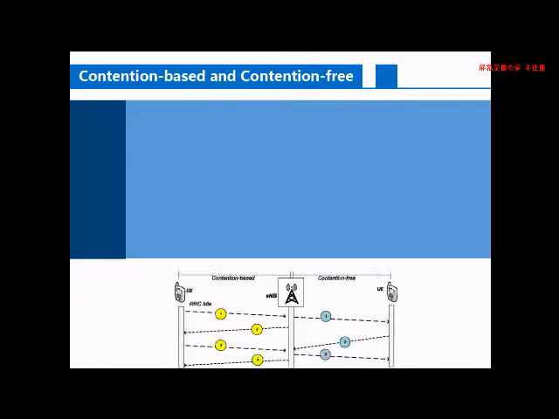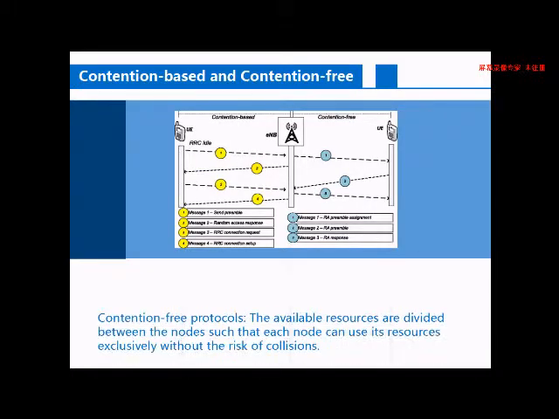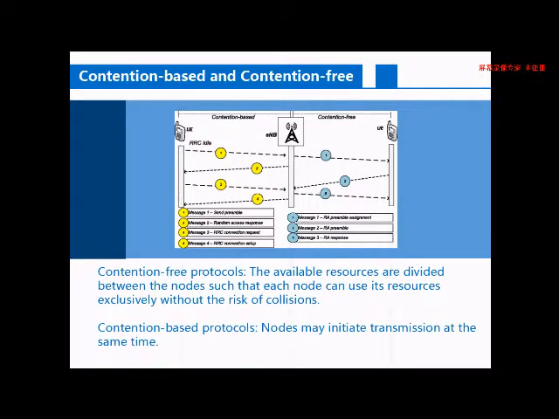Now we compare the two kinds of mechanisms. Contention-free protocols: the available resources are divided between the nodes such that each node can use its resources exclusively, without the risk of collisions. Contention-based protocols: nodes may initiate transmission at the same time.